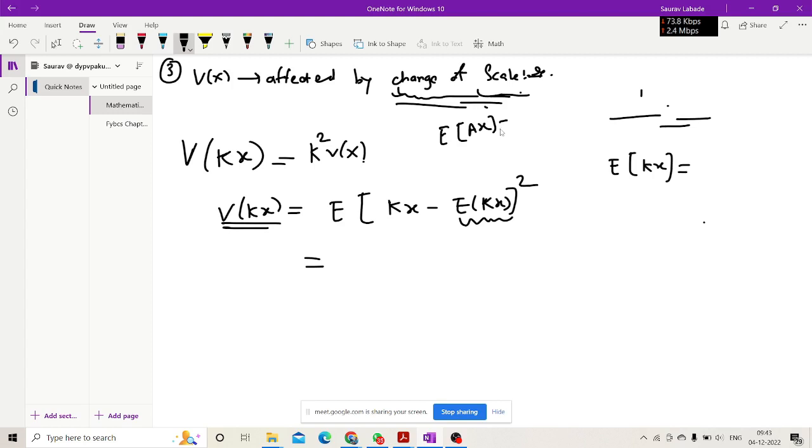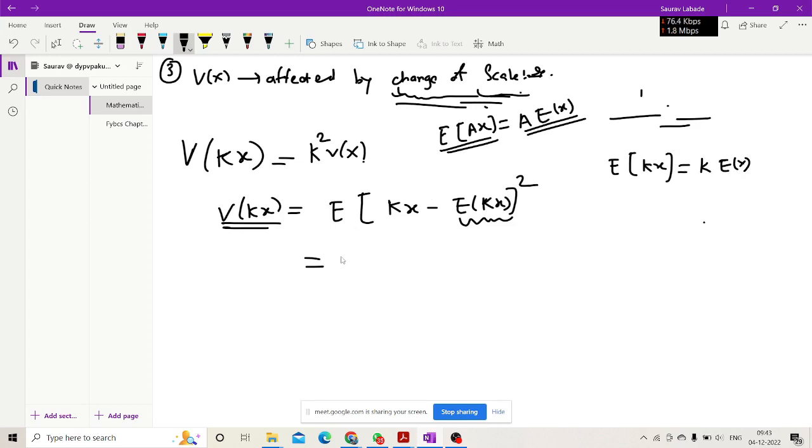Expectation of ax, if I have it, what is it? It is a into expectation of x, right? So expectation of kx will be what? K into expectation of x. So just substitute according to that.